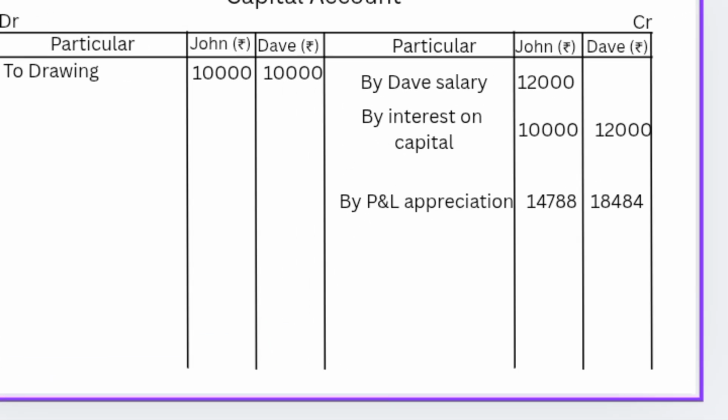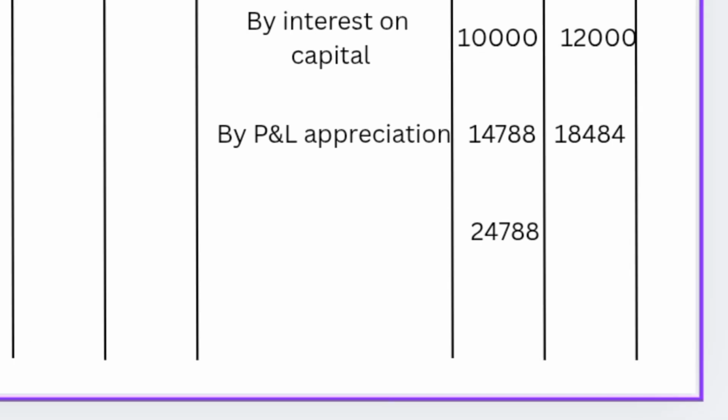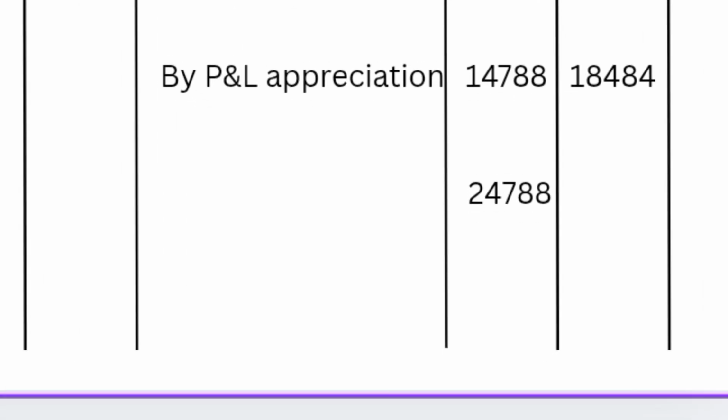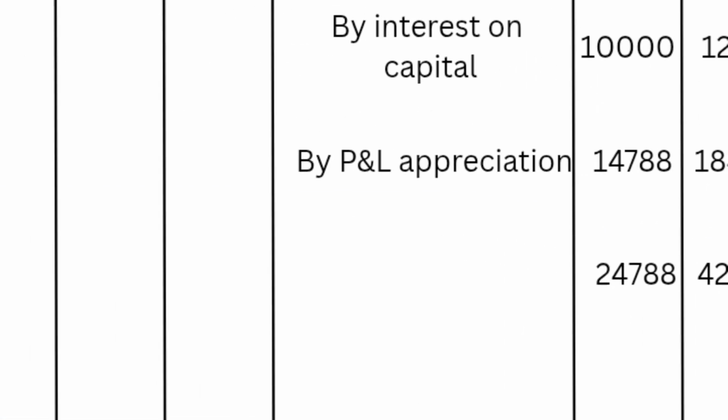Now we'll add the total amount from this column. So 10,000 plus 14,788 will be 24,788. And for Dave, 12,000 plus 12,000 plus 18,484 is 42,484. So on Dave's side I also write this one.